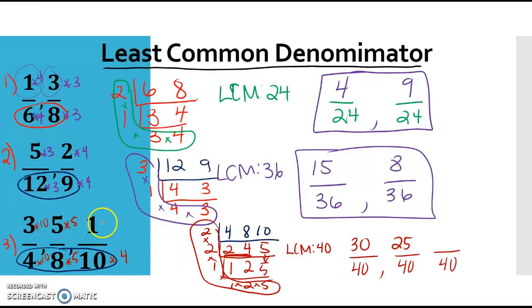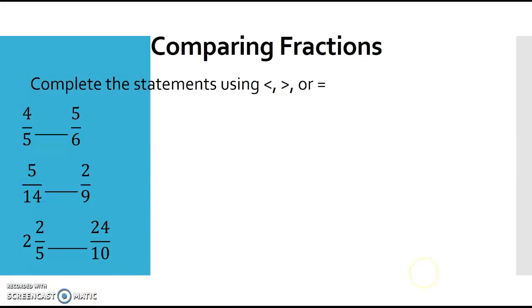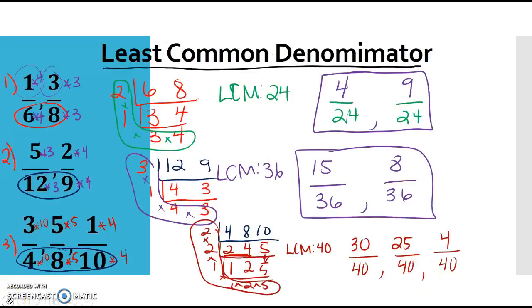10 times 4 is 40. So 1 times 4 is 4. So we have 30/40, 25/40, and 4/40 as our rewritten fractions with the least common denominator. So we just used our ladder method to find the least common multiple, looked back at our original fractions, and then figured out what we had to multiply our denominators by to get this least common denominator, and did the same thing to our numerators to rewrite our fractions.